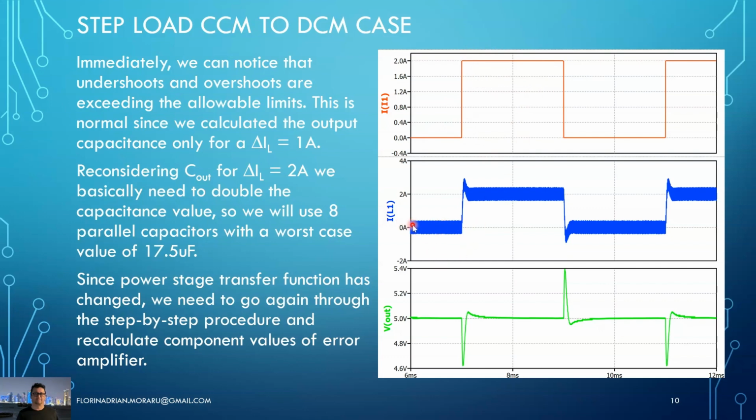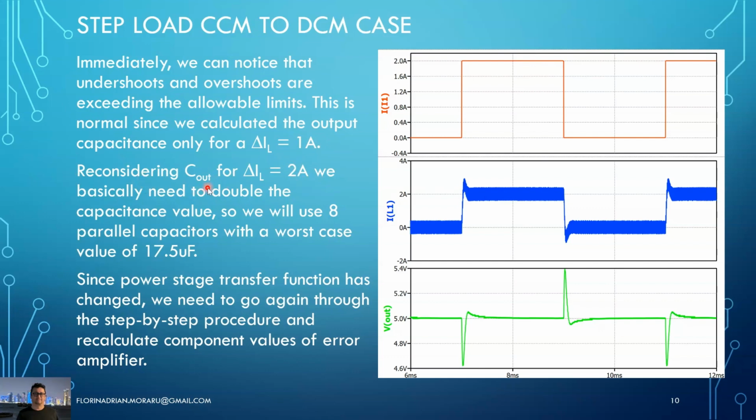We are with synchronous rectification because the inductor current, you see, can have negative values, and we are looking for the undershoots and overshoots in the output voltage. So we can see that we are for sure over the 250 millivolt target limit. And we can really understand this because we calculated, as I said, our output capacitance based only on a current change of 1 amp, for the selected cutoff frequency.